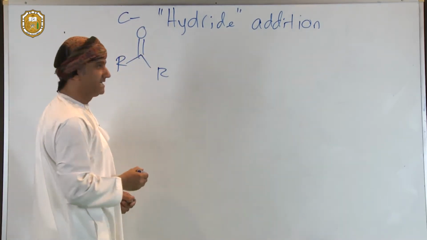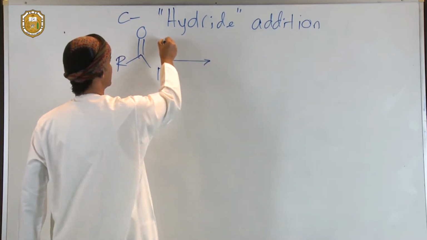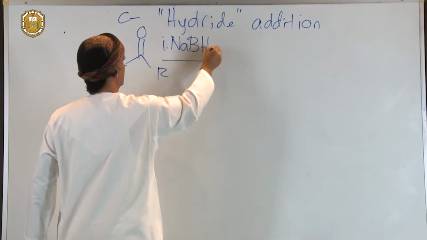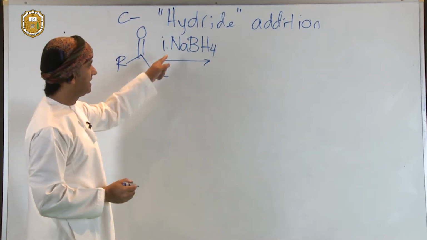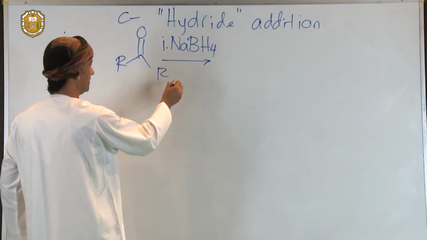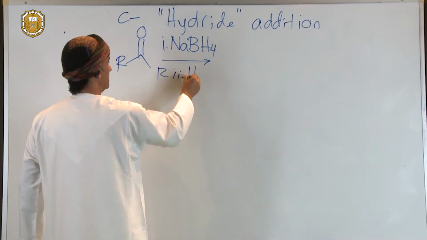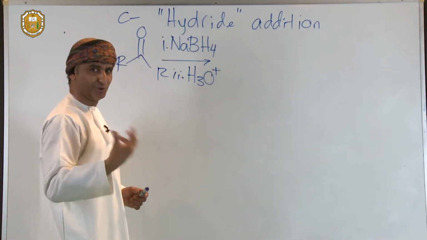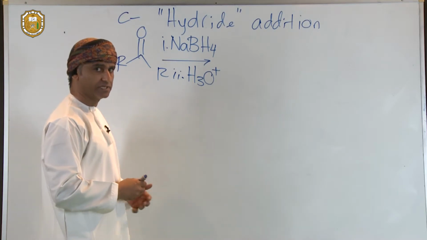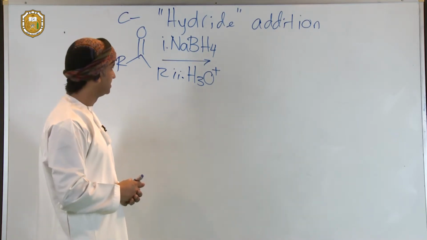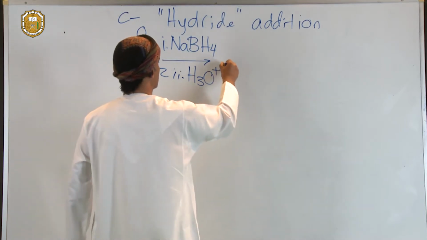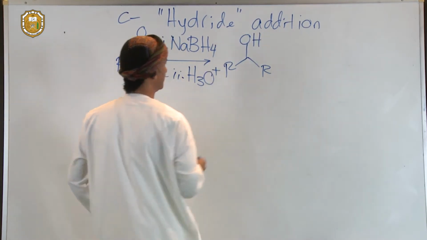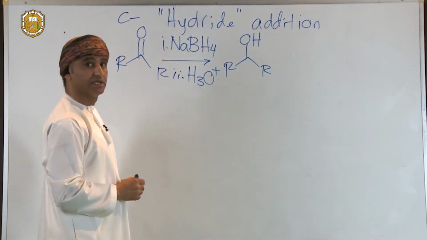If we take a ketone, ketones react with sodium borohydride, NaBH4, in a first step. In a second step, we use H3O plus, or the hydronium ion, as a proton source, which will be required for the subsequent protonation step. And if that happens, the nucleophilic addition product will be the corresponding secondary alcohol.